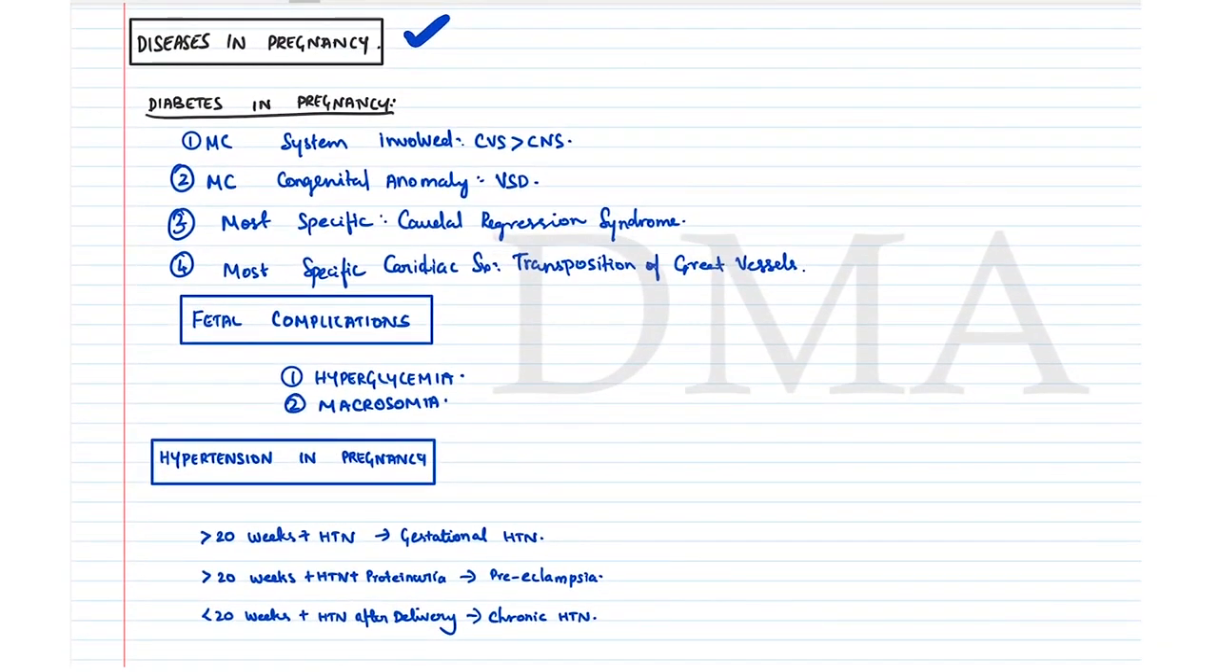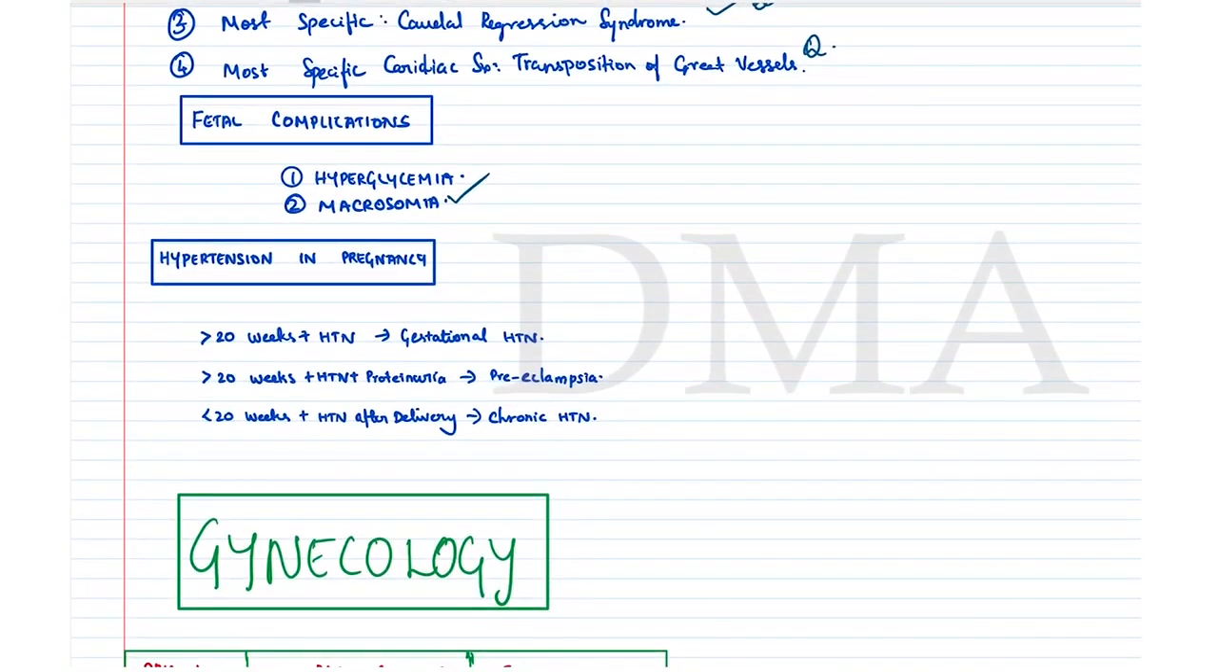Okay, diseases in pregnancy, diabetes, pretty high yield things only I am highlighting here. The most common system involved is your CVS, and the most common congenital anomaly is ventricular septal defect, and the most specific is your caudal regression syndrome, pretty high yield MCQ. And the most specific cardiac anomaly is your transposition of great vessels. And the very important thing is your fetal complication, that is macrosomia.